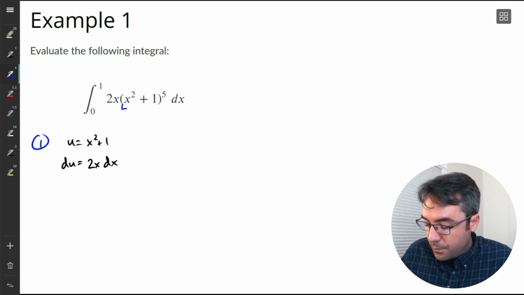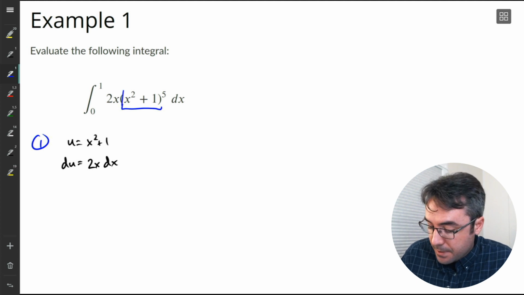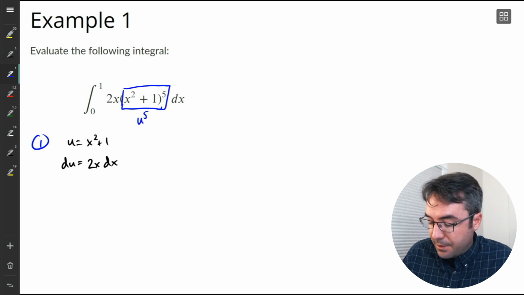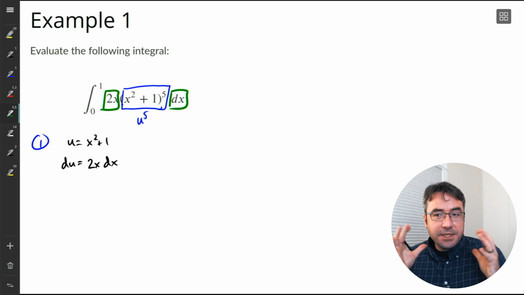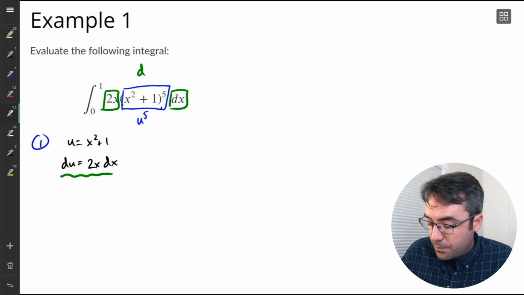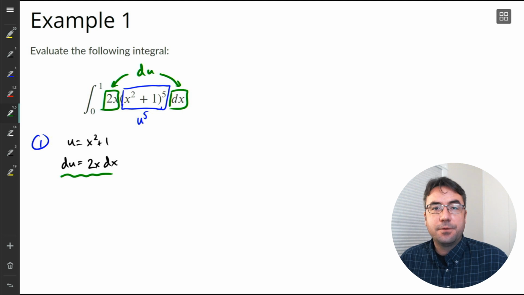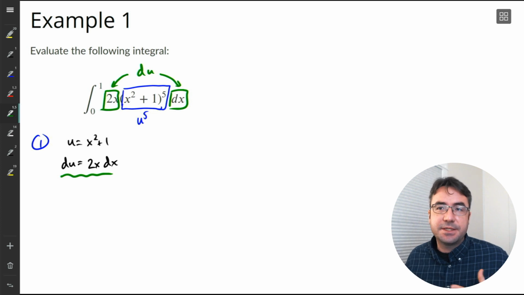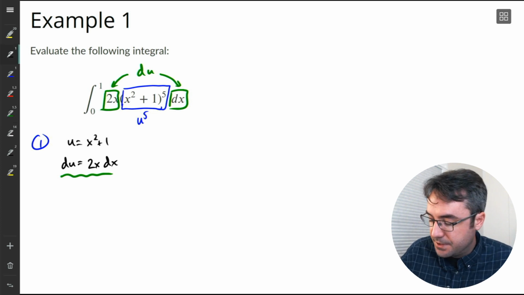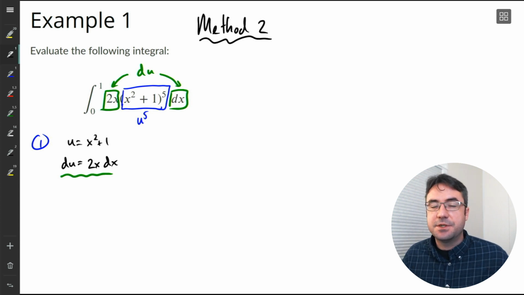So like before, we know the x squared plus 1 raised to the power 5 is going to become u to the power 5. And then the 2x and the dx matched up very nicely with what we calculated for du. So just like before, those are going to become our du. If we put those together, the actual conversion of our function that we're integrating is going to be exactly the same whichever method you use. So this is what we're calling method 2. Again, whichever one you want to use is perfectly fine.